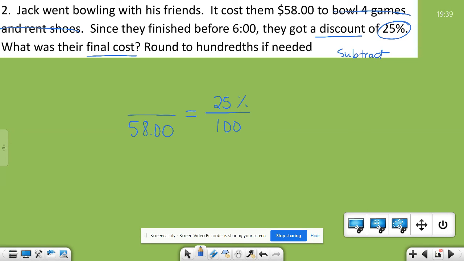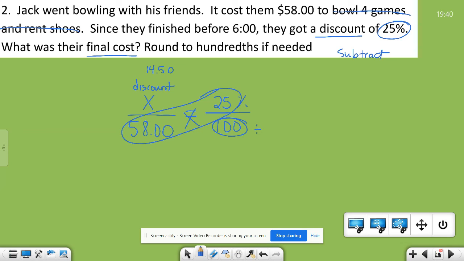But we're still going to solve this the same way. So you still cross multiply. So $58 times 25% divided by 100. This is how much of the discount we're getting. And when you multiply those two and you divide by 100, you get $14.50.